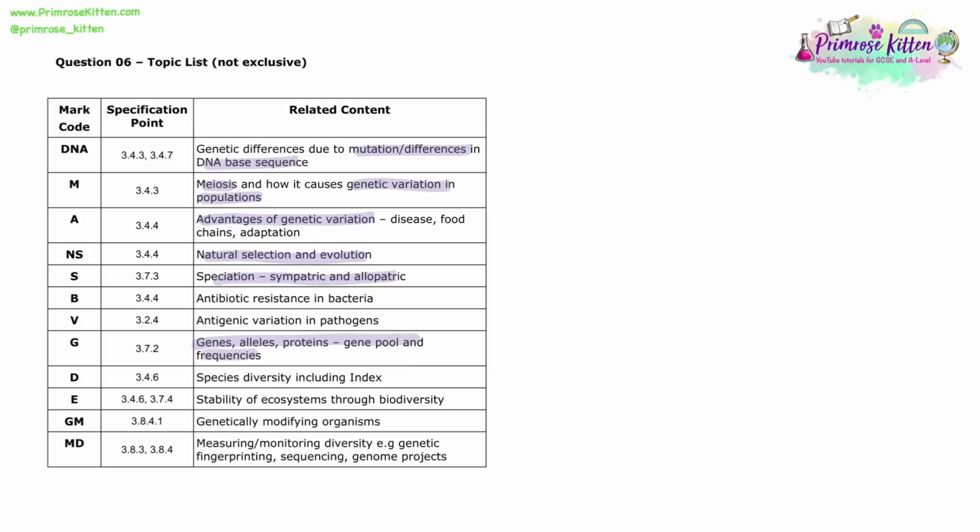So genetic differences due to mutation, meiosis and how it causes genetic variation, advantages of genetic variation, natural selection, evolution, speciation, the 2 types, genes, alleles, proteins, gene pools and frequencies, stability of ecosystems through biodiversity. Loads there, way more than 4 topics covered.